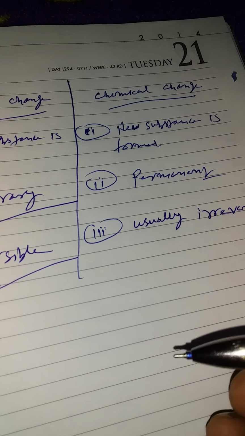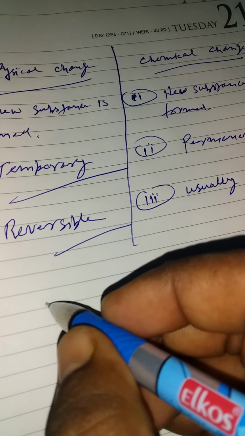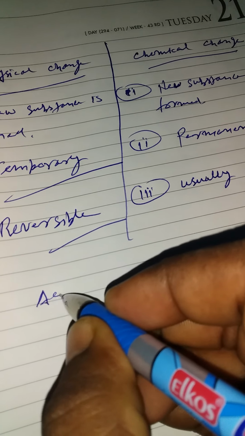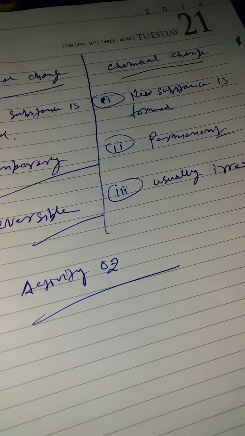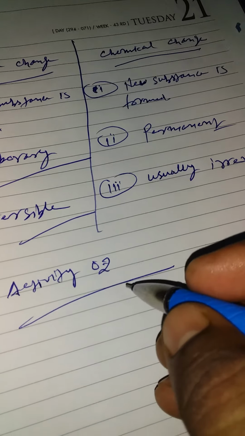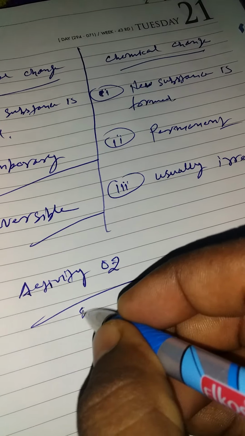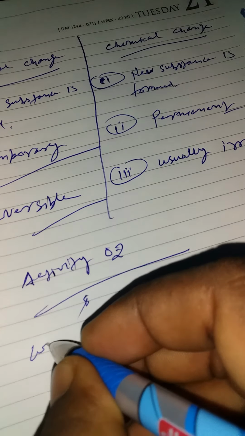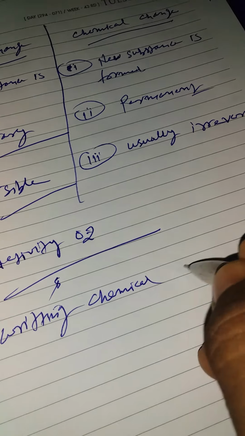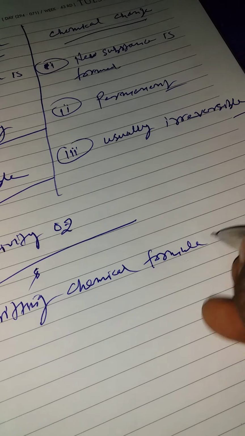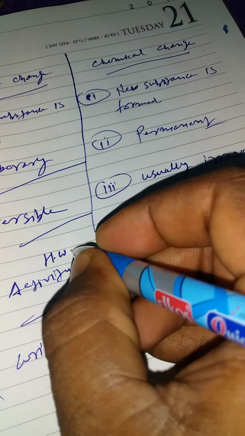So dear students, you have to solve activity 2 in chapter 3rd and do practice for writing chemical formula. It is your homework.